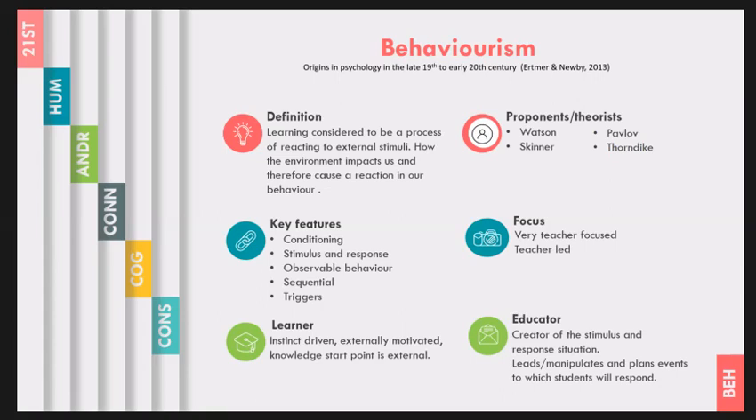The teacher is considered to be the knower and the lead in knowledge production, and the child is really just the receiver and would have to conform to the expectations of the teacher. Again, the educator needs to create the stimulus and the response situation, so they need to plan how learning will take place, what the stimulus will be, and what they want the response to be. They have to lead or manipulate events and plans to ensure that the child behaves or responds in a specific way. So it's a very right or wrong type of behaviorist theory.